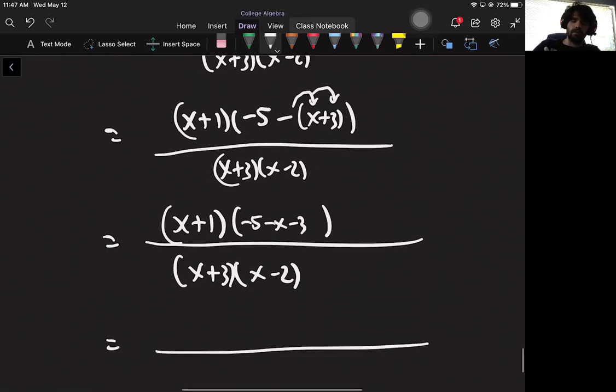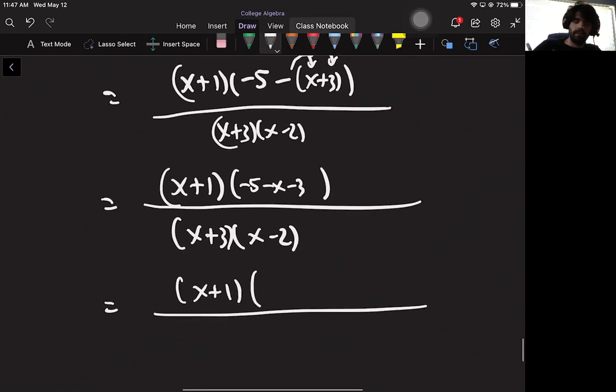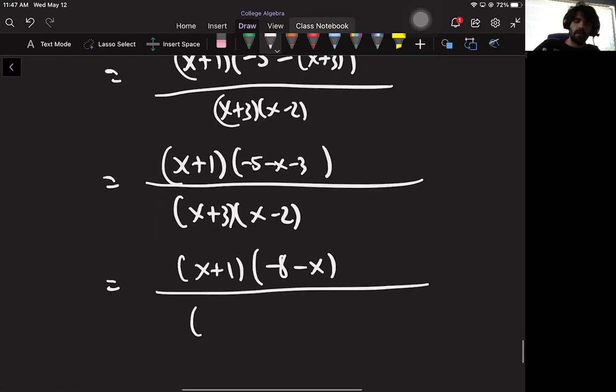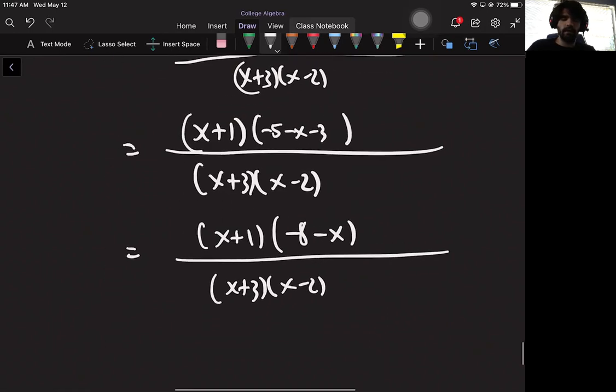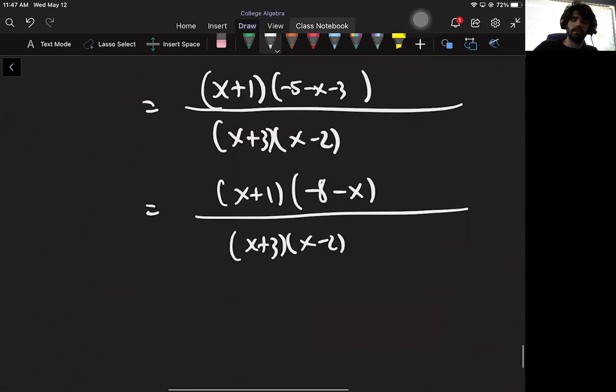And so that's going to end up being, well, I'm going to put the numbers together, -8 minus x and x plus 3 over x minus 2. So see, none of these factors are the same, so we're not going to cancel. This is it.